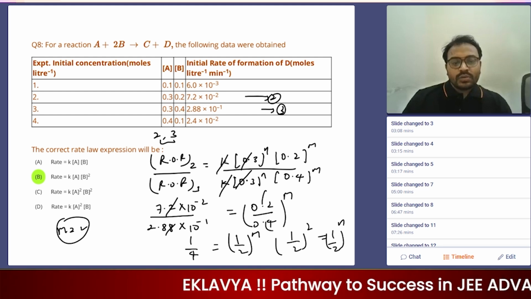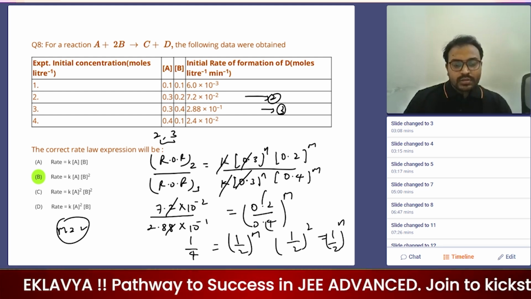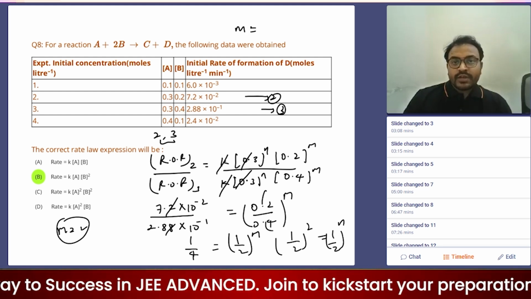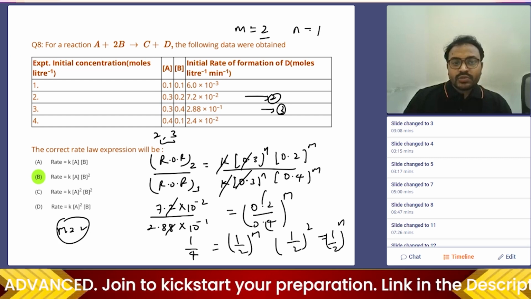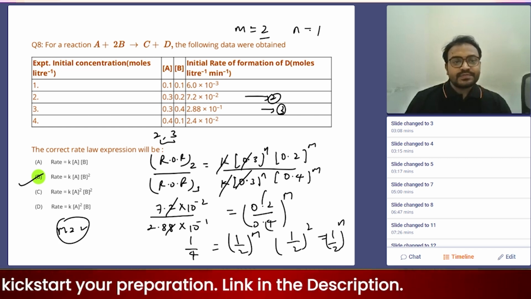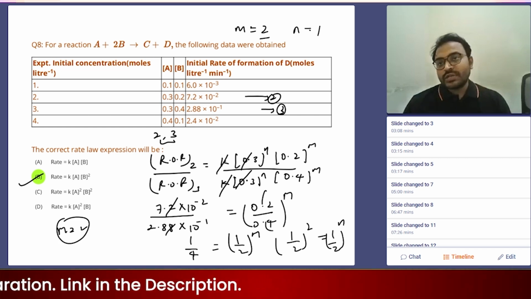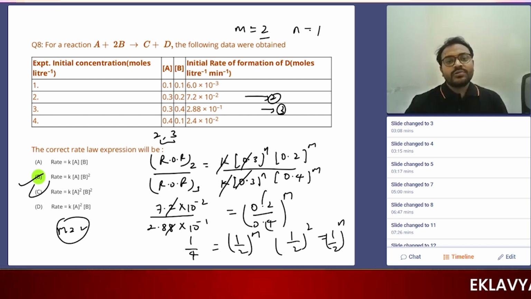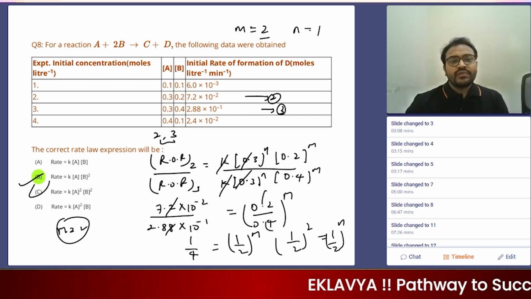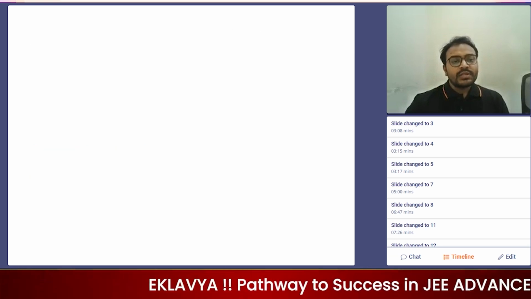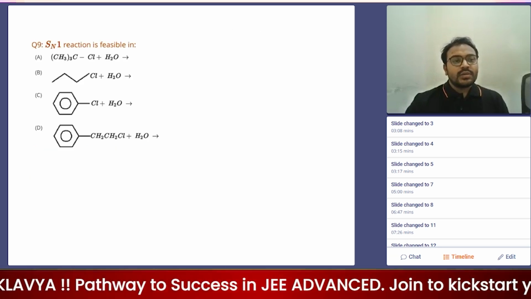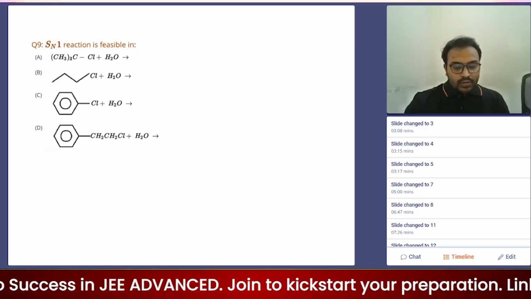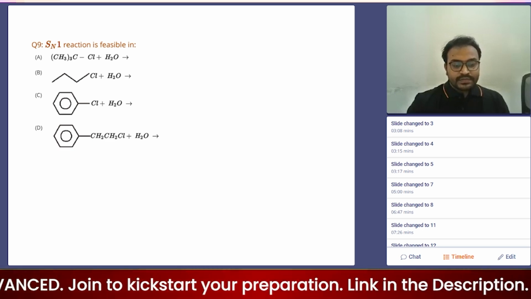So the n value we got, how much n value did we get? The m value is 2 and the n value is 1. So that's why the rate of reaction is K into concentration of A into concentration of B to the power of 2. This is the correct answer. Right? Now the next question we have.